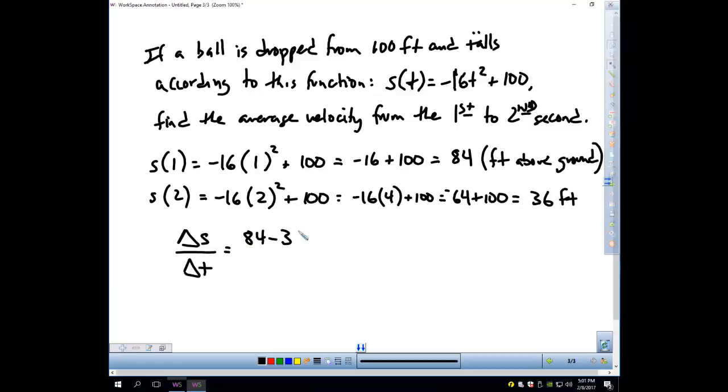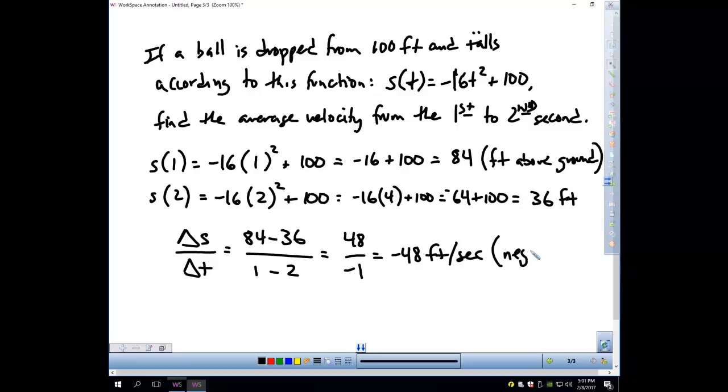And my change in T would be 1 minus 2, right? Because I have to make sure that I'm consistent with my coordinates, if you will. 1 goes with 84 and 2 goes with 36. So 84 minus 36 is 48, and 1 minus 2 is negative 1, and so I get negative 48 feet per second. That's a rate, that's a velocity.